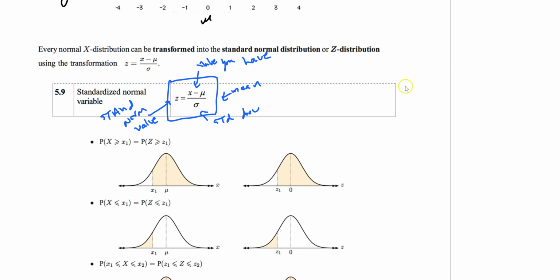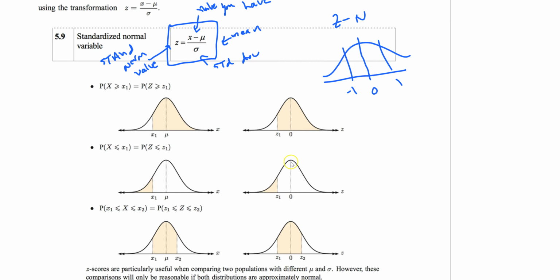A couple things to keep in mind though. Since it is a Z score, if you ever see them ask you to use a Z distribution, Z normal, when you draw your little picture, that's the best I could do, this has to be 0, and then you have to go 1 standard deviation each way. The good thing about that is you know right off the bat, if you have a negative value, you're on the left side of the mean. You're lower than the mean. If you have a positive value, you're above the mean. That's why it's a standard normal.